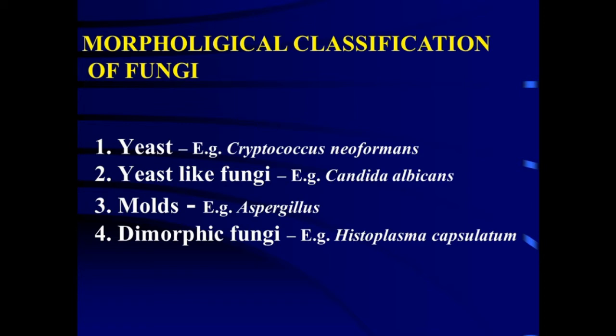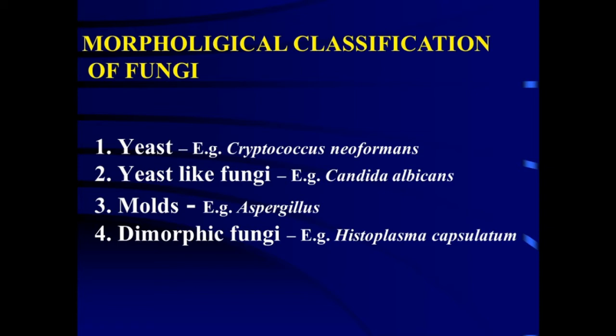Next is yeast-like fungi. They are also yeast. The main difference is that they have elongated cells which are called pseudohyphae. They are the blastoconidia, which are elongated, and these elongated cells are seen attached to the neighboring cells. So pseudohyphae is produced by yeast-like fungi. Example, Candida albicans.